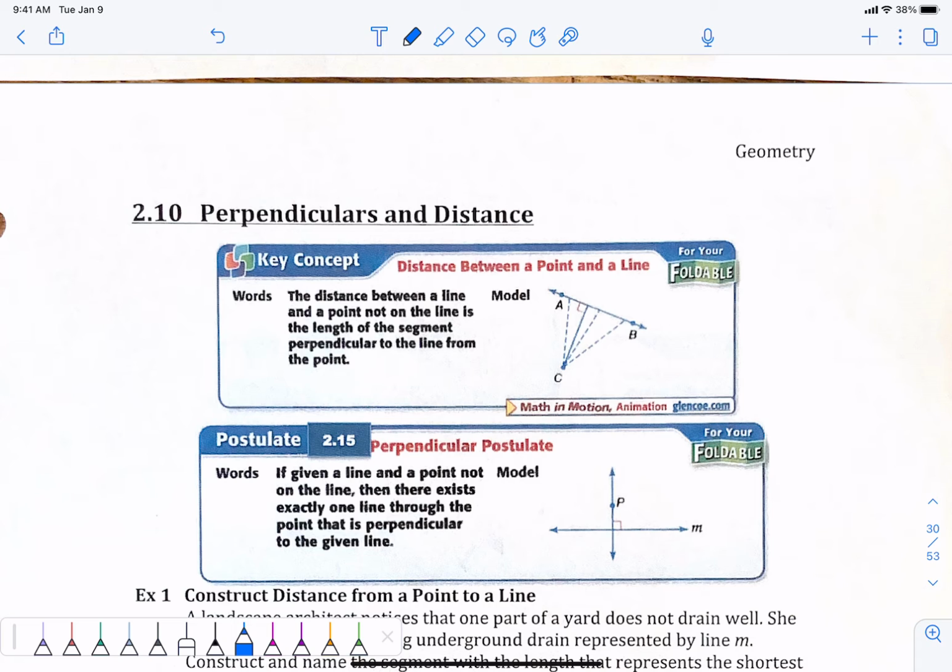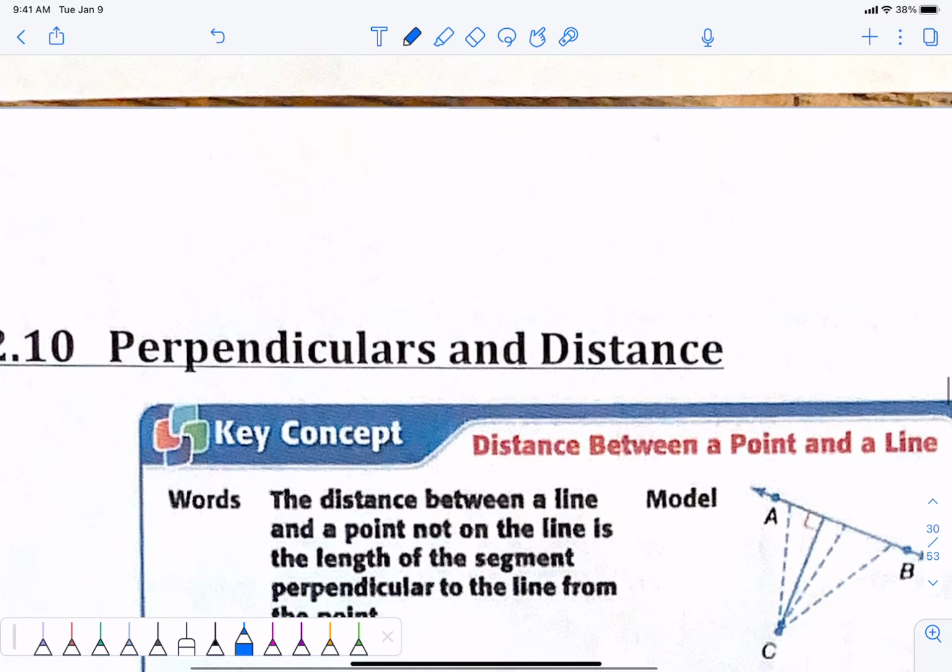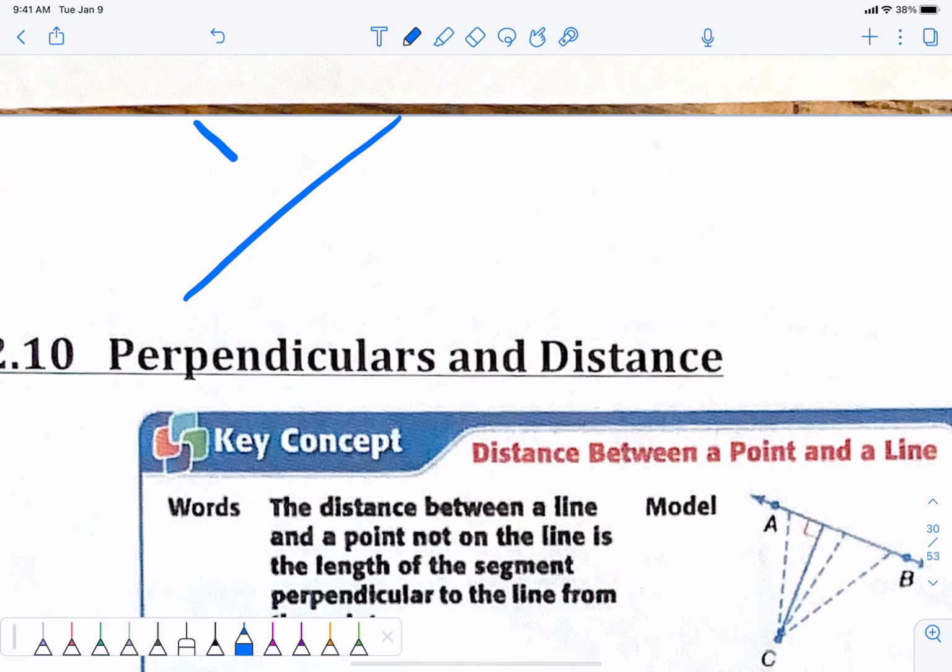Section 2.10 is a short section, but you have to graph and do things. So that's kind of a little bit unpleasant, but it's short. So they have perpendiculars and distance, okay? And so let's talk about perpendicular lines. I'm going to draw two perpendicular lines up here, and they intersect each other, and they make a 90-degree angle when they intersect. That's the important part, okay?